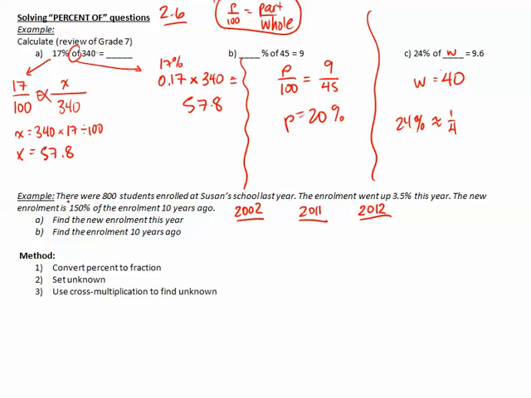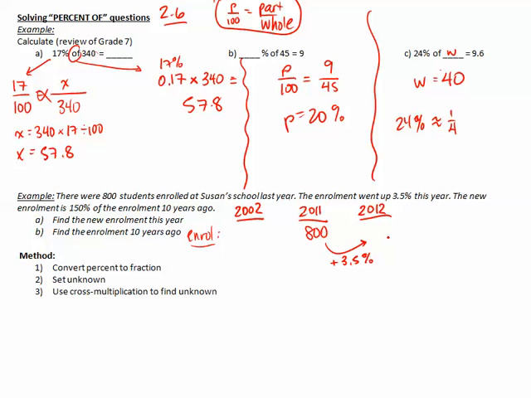So if I look at the beginning, there were 800 students enrolled last year. So of all of these 3 numbers, the enrollment that I do know is last year's number, which is 2011, and there are 800 students. The enrollment went up 3.5% this year. That means that from 2011 to 2012, I went up by 3.5%.